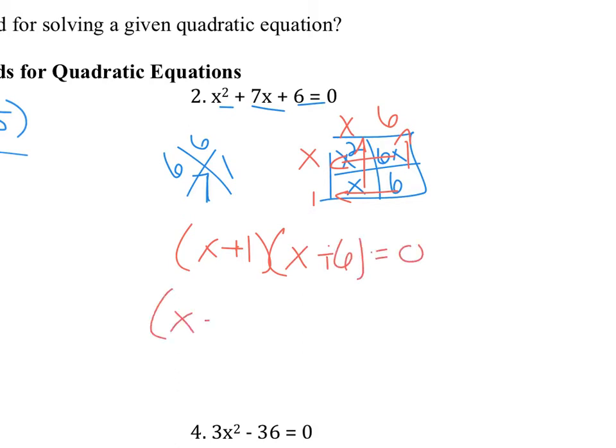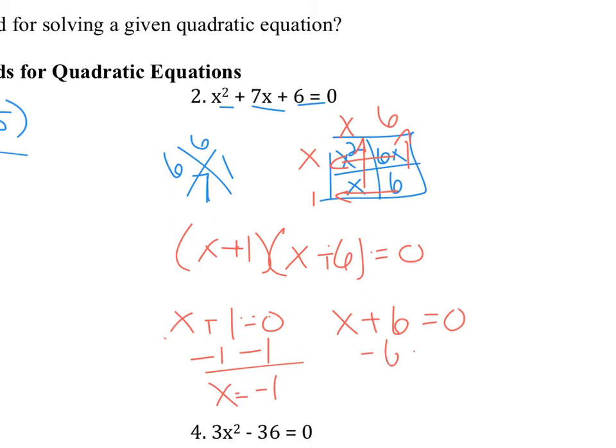Set each factor equal to 0 now. x plus 1 equals 0. x plus 6 equals 0. So subtract 1, x equals negative 1. Subtract 6, and x equals negative 6. So in this case, factoring was very simple. Now, we could have done quadratic formula. Doing completing the square, for those who know it, our b is odd, so that would cause some issues. And we do have a b term, so solving by square roots would not be a good option.